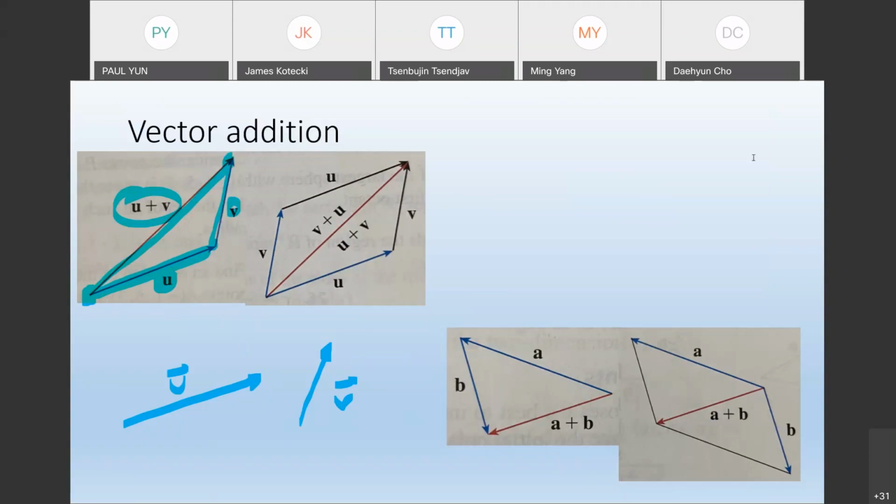If you understand this, type yes, please. Okay. Yeah, that's good.